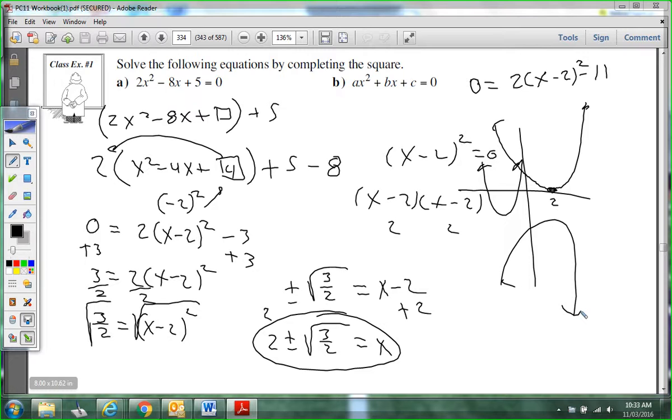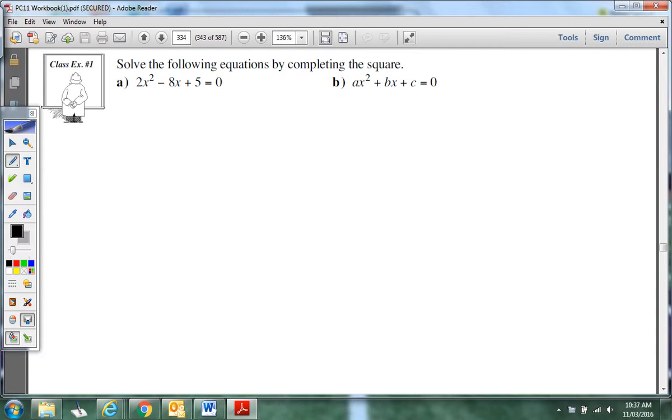None. Doesn't cross any. Here's the axis. Does not cross. So it'd be a no solution answer. Okay, those are your three solutions. That's for next lesson, though. All right, so we solved that.